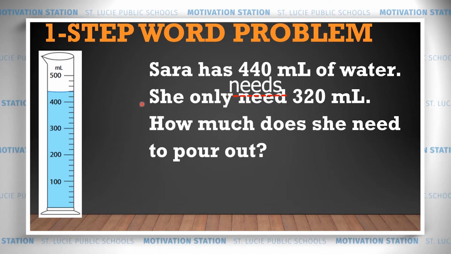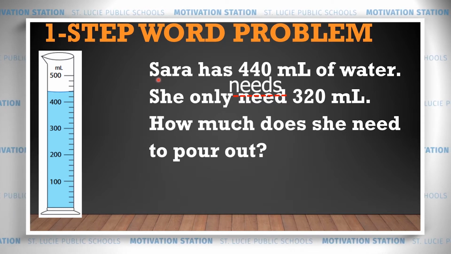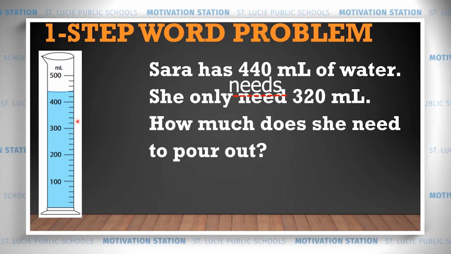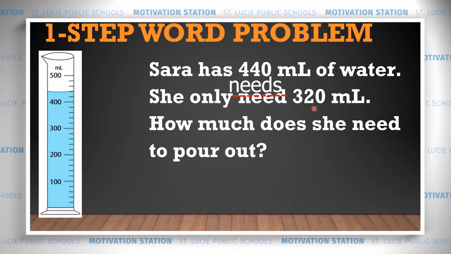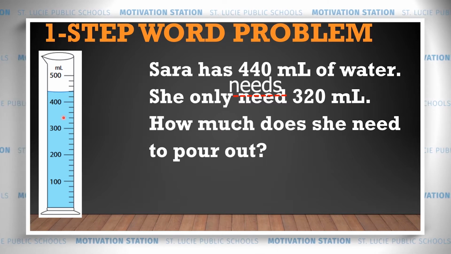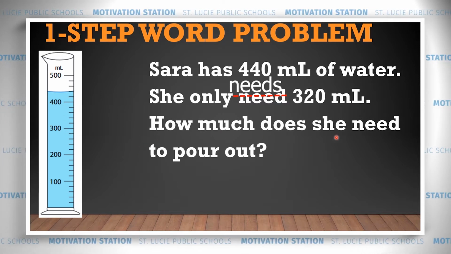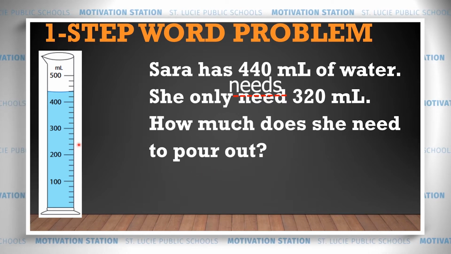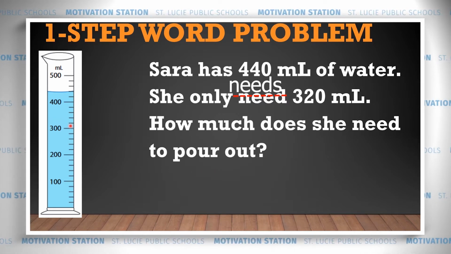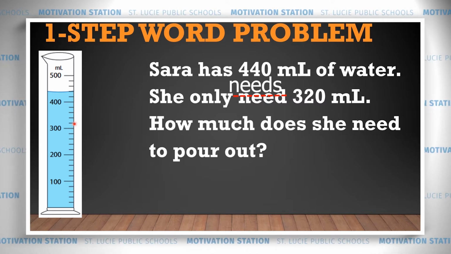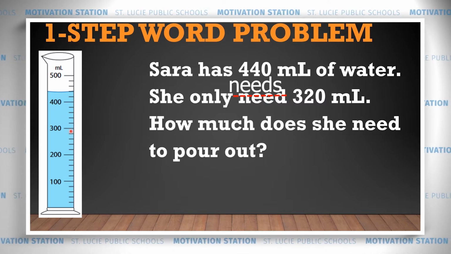Oh, I don't understand. I'm going to read it again. Sarah has 440 milliliters of water. Okay, I see that. She only needs 320 milliliters, so that's less than 440. How much does she need to pour out? Oh, I understand. She has to come down to this line, 320. So she would need to find the difference in 440 and 320.